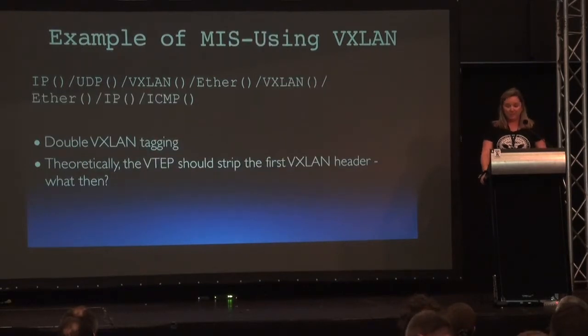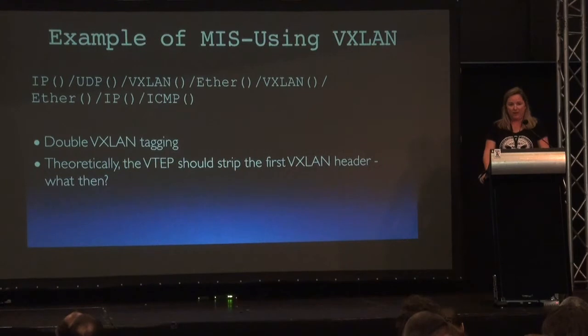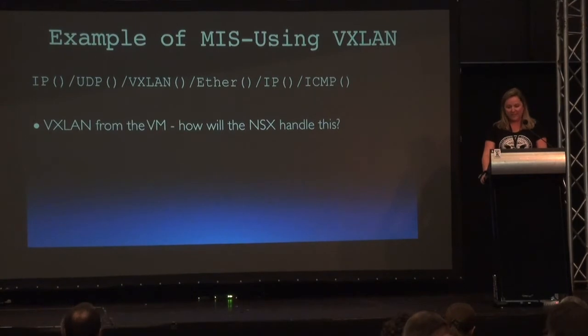So this would be an example of misusing VXLAN once you've got your VXLAN class in Scapy. In this situation, we've got IP, UDP, VXLAN, and then Ether. Then we do another VXLAN and Ether. And this is like copying double VLAN tagging, but using the newer protocol that's come out. So theoretically, the VTEP should strip the first VXLAN header, and then what? I'm looking out for people testing this. And then another example would be just sending it straight from your VM, which shouldn't be sending VXLAN tagged frames, and where would that go?